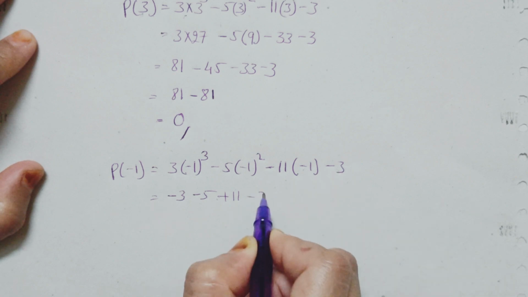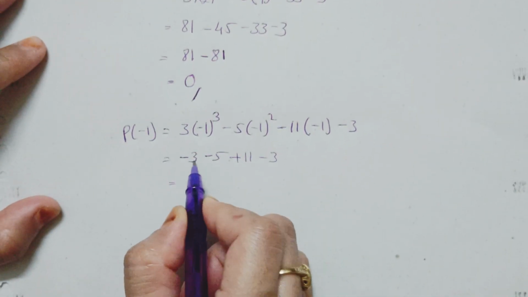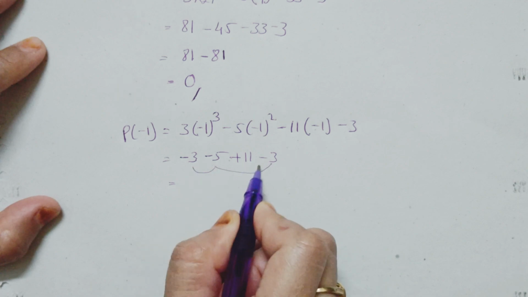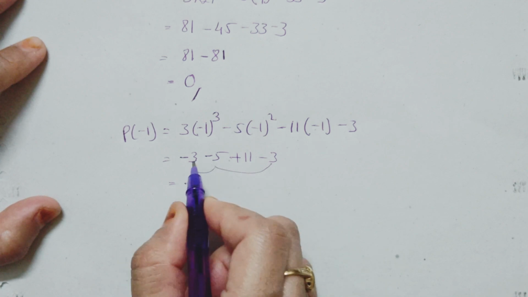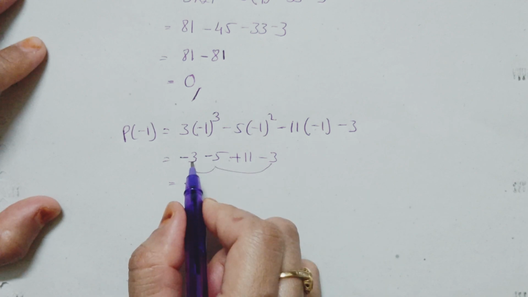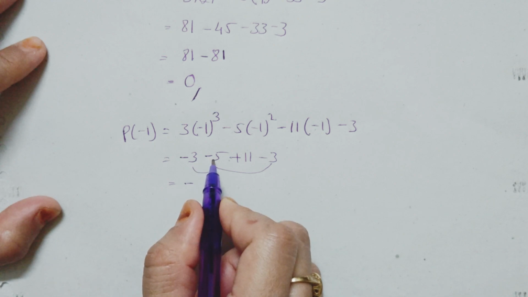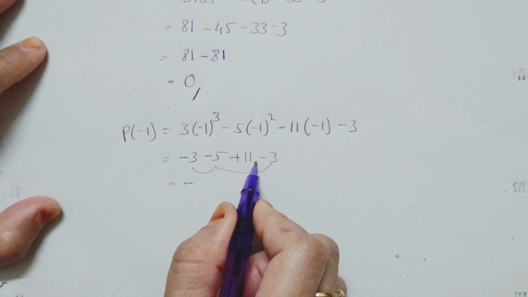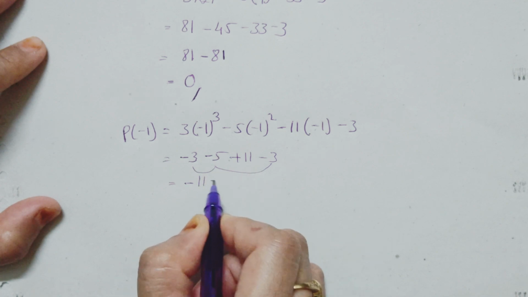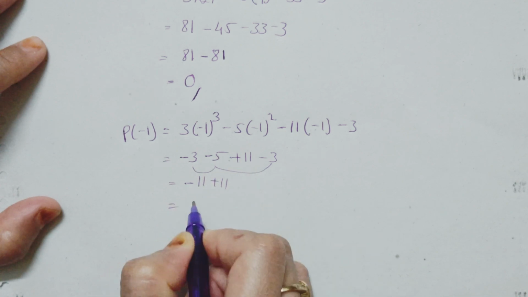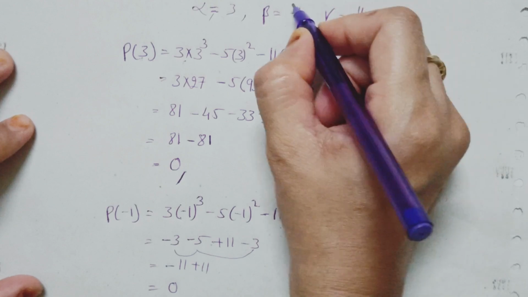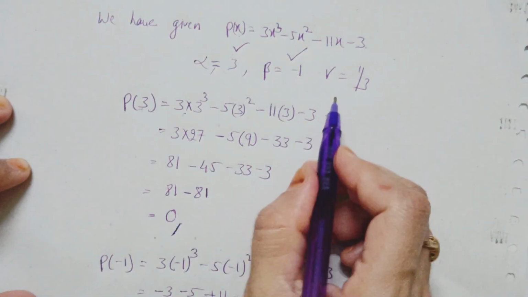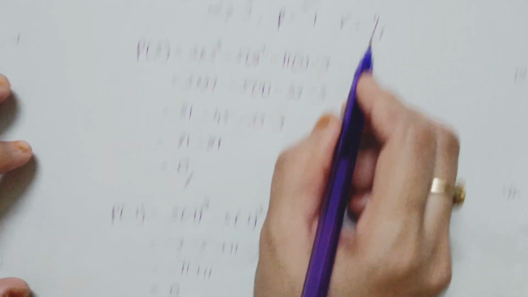Okay, minus 3. Here these three are the negative terms, that's why we have to add them first. Minus 5 and minus 3, minus 8. Minus 8 plus minus 3, minus 11. Then plus 11, which is 0. So this zero is also satisfied. Now we have to check this 1 by 3.